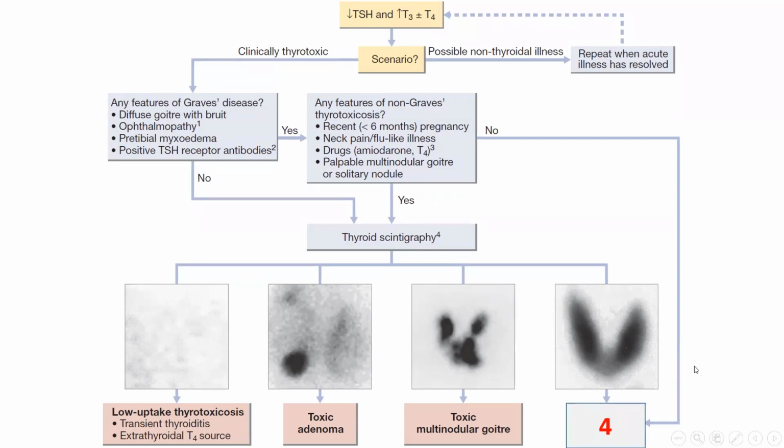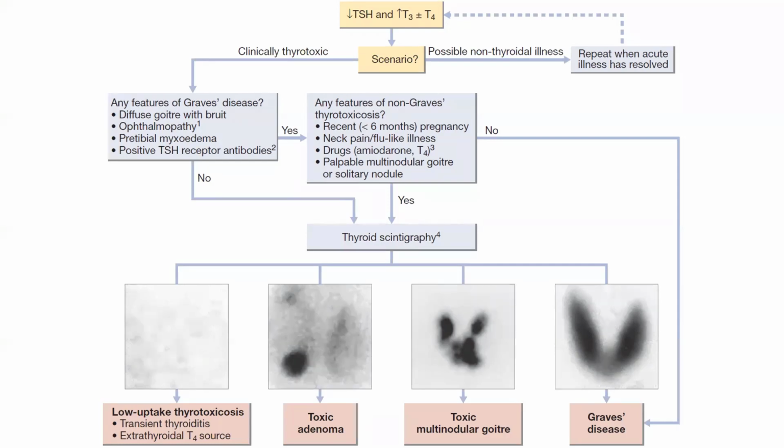And lastly, number four, and this is also very common in the exam. This is a typical diffuse uptake, which is demonstrated for Graves' disease. The treatment of choice for Graves' disease usually is medical therapy. The second one is radioactive iodine, and the third one is surgery. And of course, each one of these modalities of treatment has some advantages and also some disadvantages.